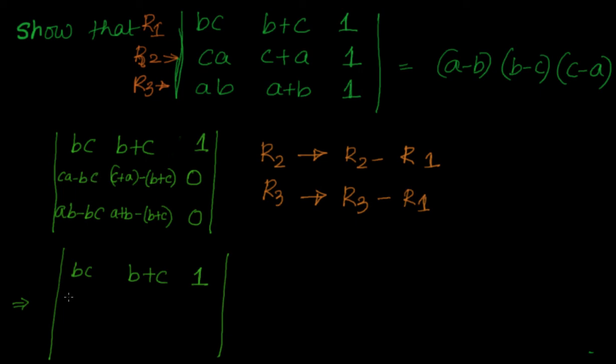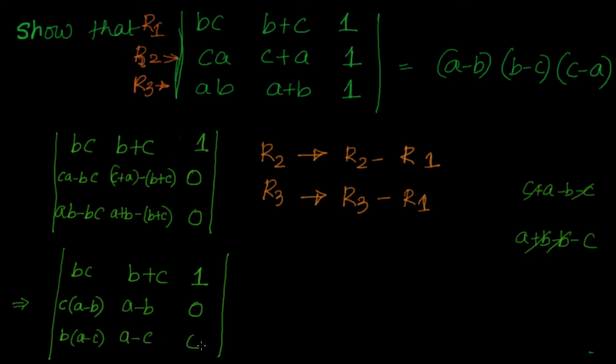Now CA minus BC: can I take C common? I can say C into (A minus B). Then C plus A minus B minus C; C cancels out. I will have A minus B and I have 0 here. And what about AB minus BC? I can take B common, it becomes A minus C. Then A plus B minus B minus C: B cancels. I will have A minus C and then you have 0.